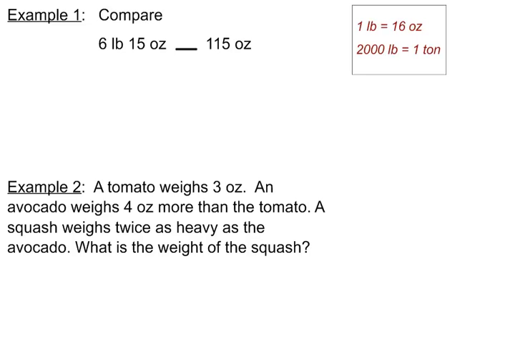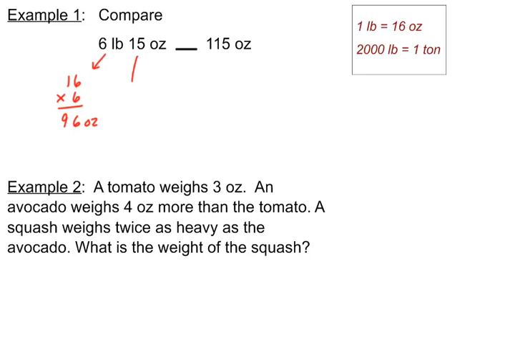So we have 6 pounds 15 ounces and we want to compare it to 115 ounces. Whenever you compare, you want to make everything the same unit. So I'm going to change that 6 pounds to ounces. I know there's 16 ounces in a pound, so I just take 16 times 6, and I get 96 ounces.